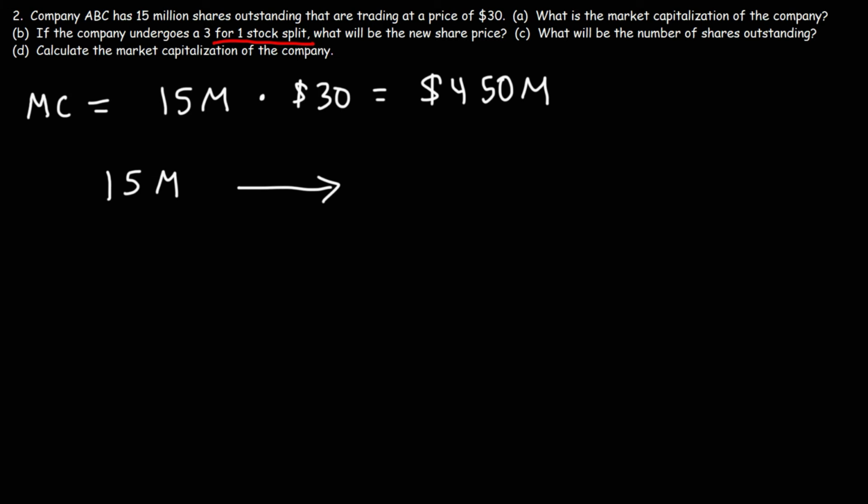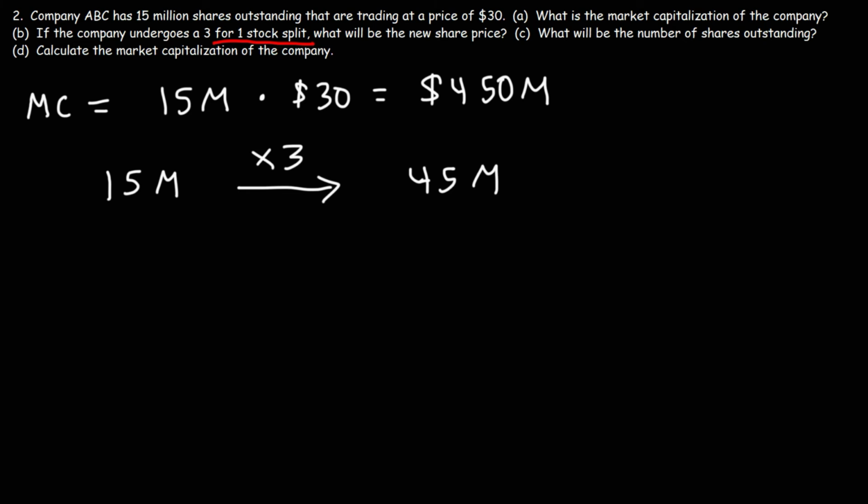Well, we know that there's going to be made available 3 shares for every 1 share that is currently being traded. So the number of shares is going to go up by a factor of 3. 15 times 3 is 45. So after this 3-for-1 forward stock split, the company is going to have 45 million shares available for trading.